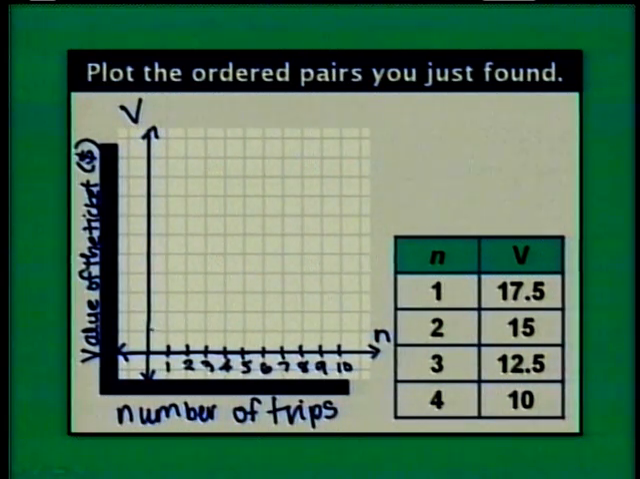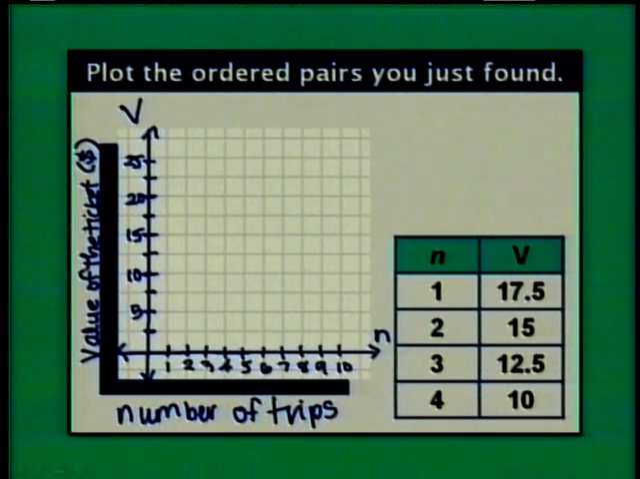So if I make the first tick mark 2.5, the second would be 5, the fourth would be 10, the sixth would be 15, the eighth would be 20, and that gets us past 17.5. So 5, 10, 15, 20, 25. Now let's go ahead and plot the points.